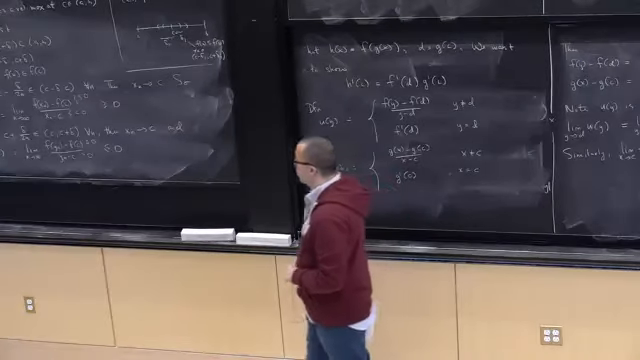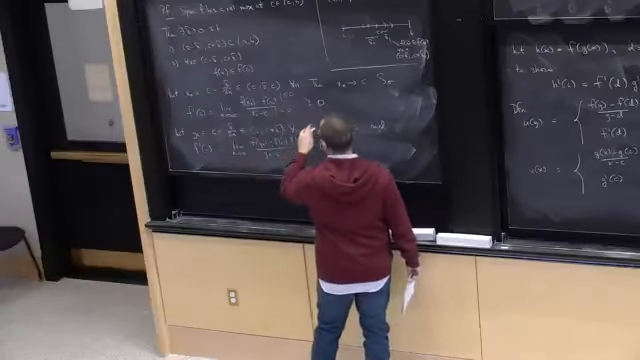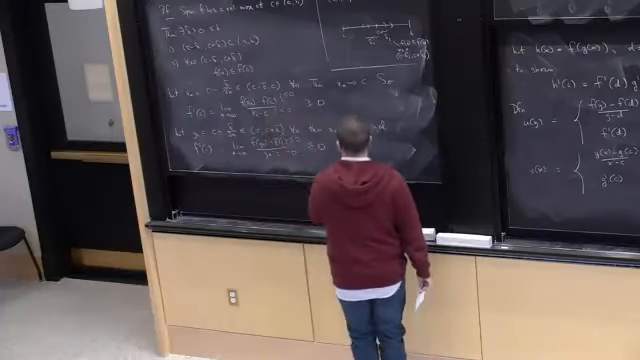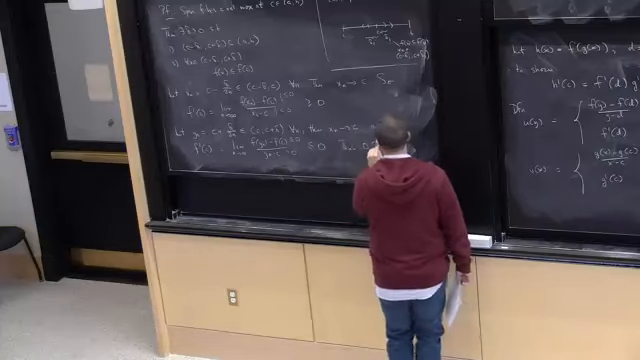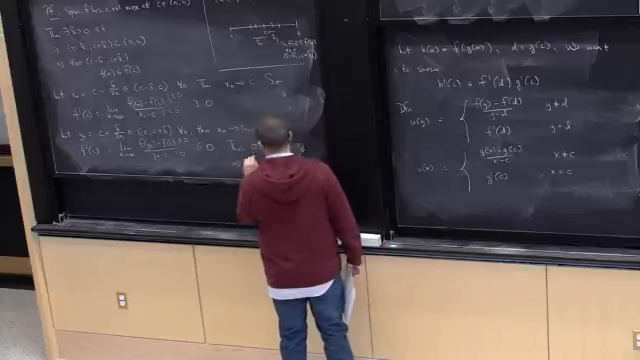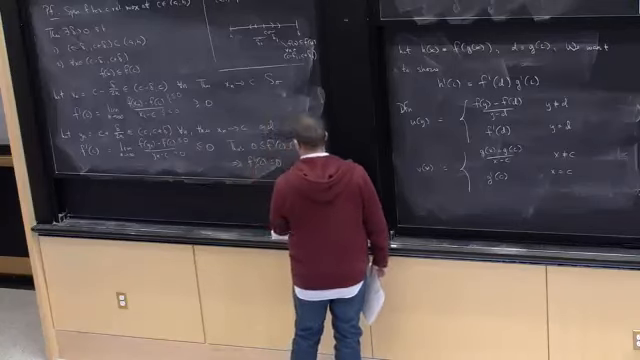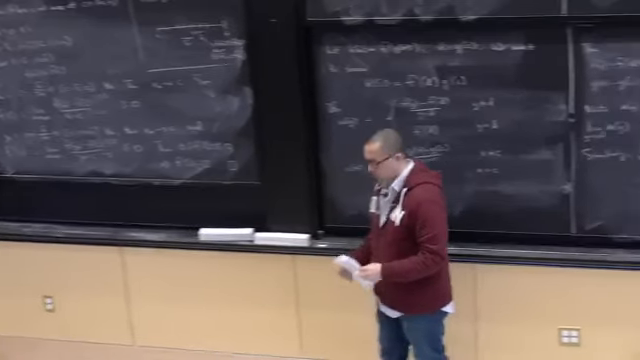Okay? So we've just shown f prime of c is both bigger than or equal to 0, and also less than or equal to 0. And therefore, the derivative is 0 at this point.